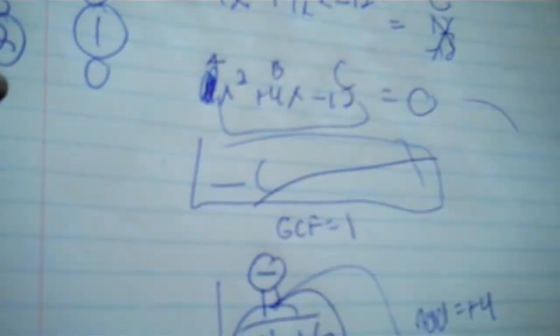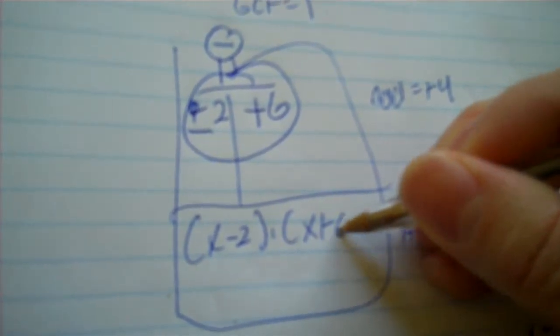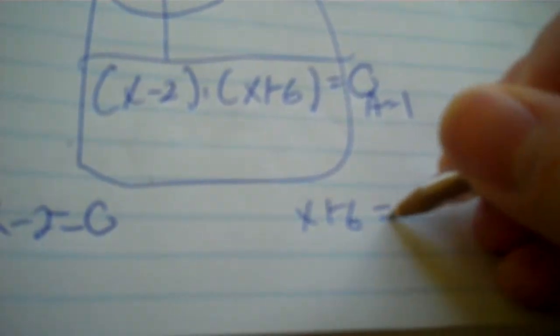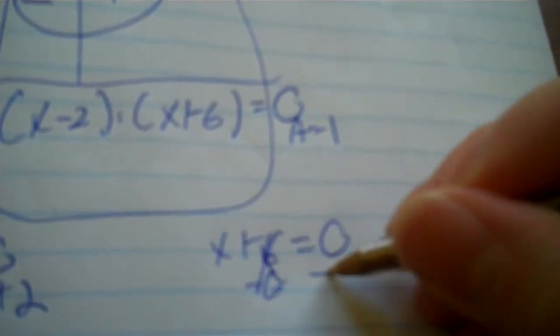And A is 1, so we drop our 1. And I can just go x minus 2 times x plus 6. So x minus 2 could equal 0, x plus 6 could equal 0. So plus 2, that's 2, minus 6 is negative 6. 2 and negative 6.